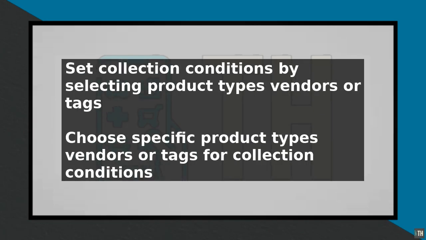For example, you can create a collection for all products from a specific vendor or all products with a specific tag. After setting the conditions, you can add products to the collection manually or set it to automatically include products that meet the conditions. You can also add an image to the collection to make it more visually appealing.